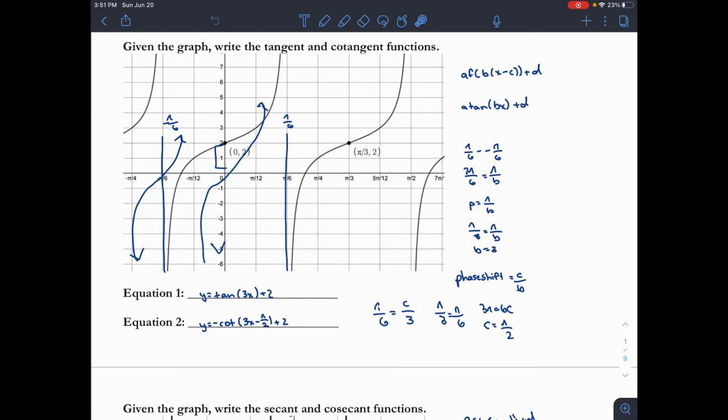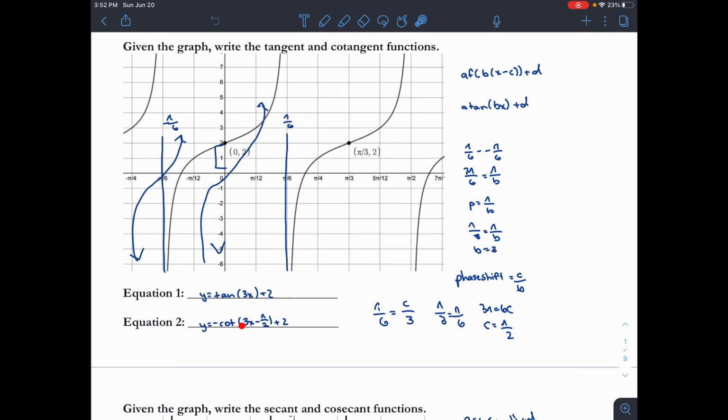As you can see, the pi over 6 is for this function, and then we get c over 3 because that's our phase shift. This is the equation, c over b, and we already found b, which is 3, so we get pi over 6 equals c over 3. We would solve for this equation and we would get c equals pi over 2.